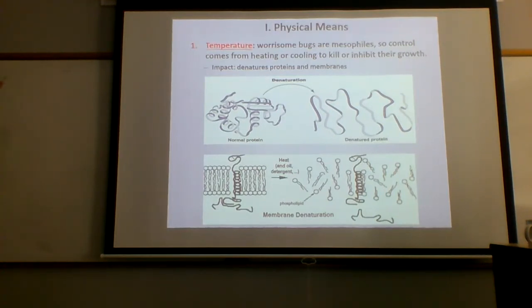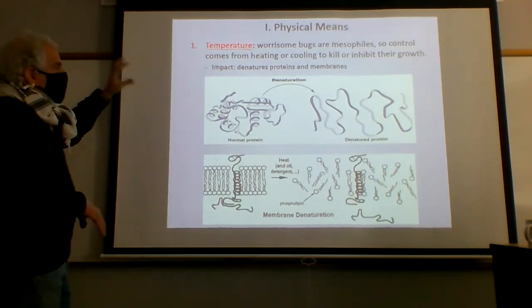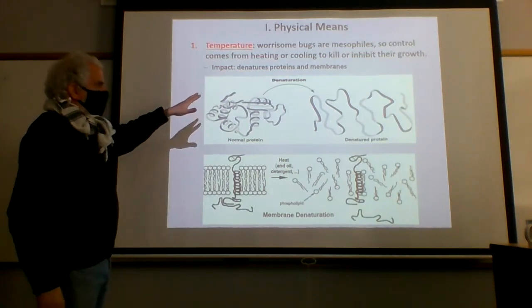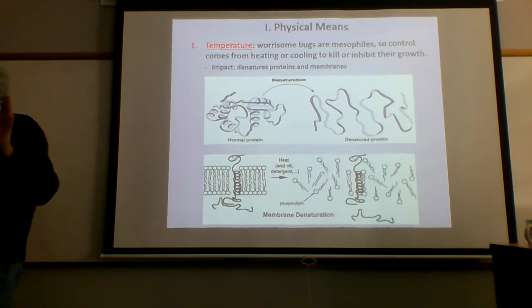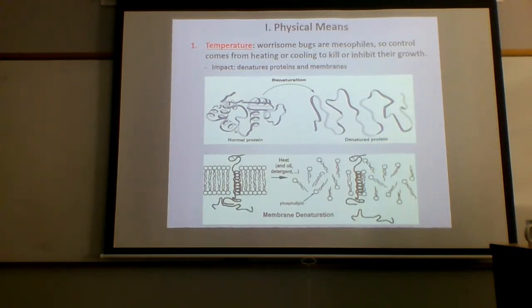But if you think about this, most of the bacteria that we're going to be thinking about that are pathogenic are these mesophiles. They're not going to do very well above probably 110 degrees, 120 degrees. You may not kill them, but you certainly will inhibit their growth. And if you hold it there at 120 degrees, you might very well kill them after 15, 20 minutes.